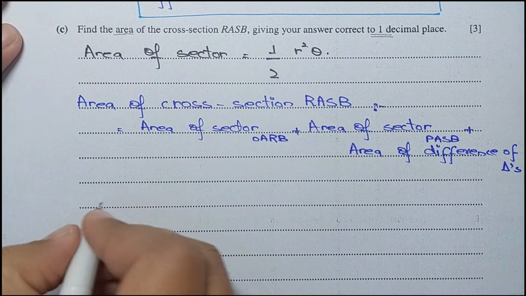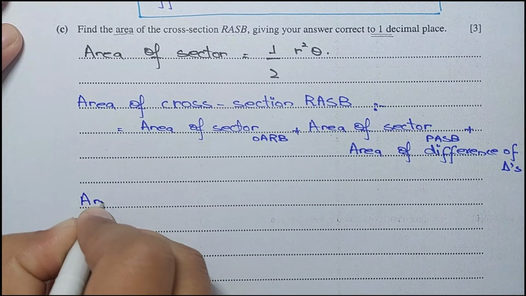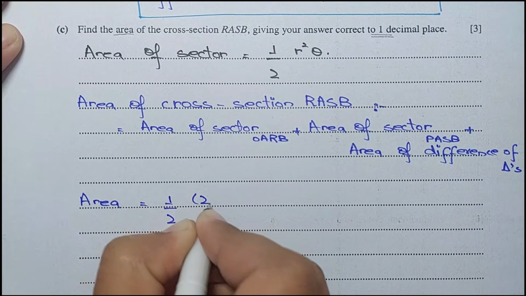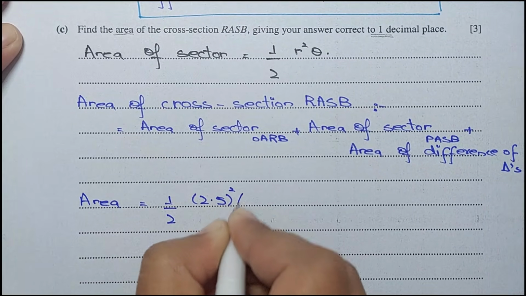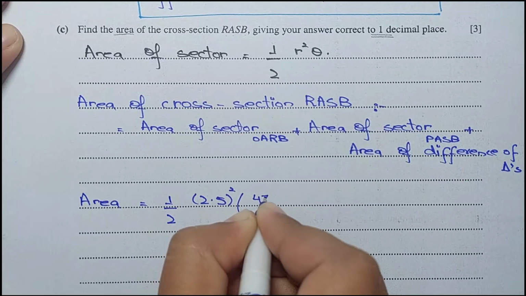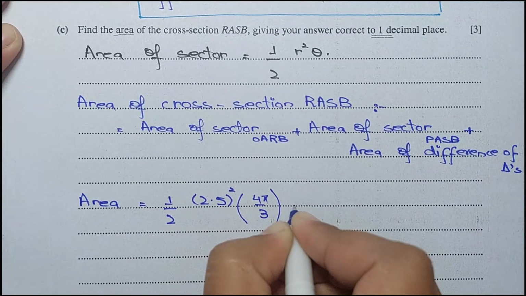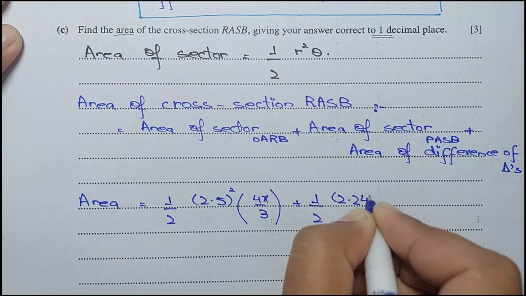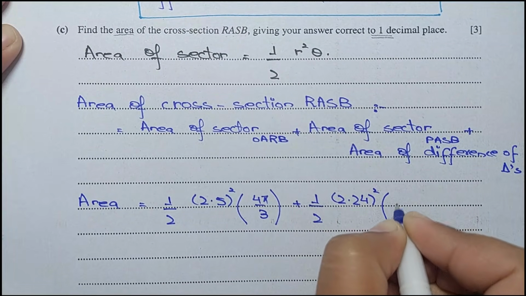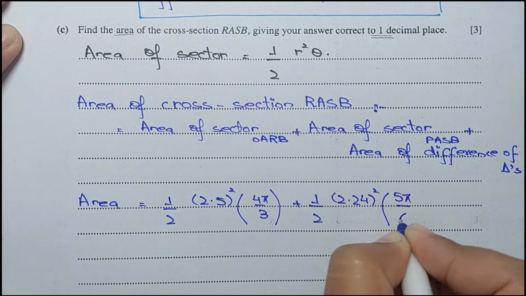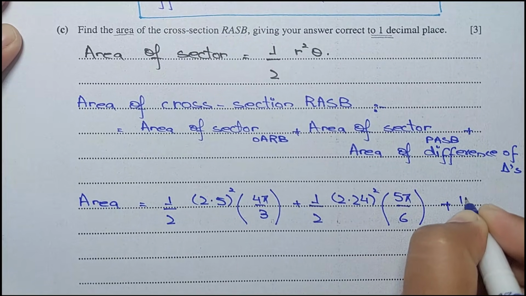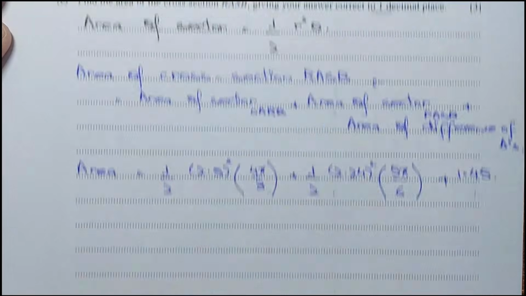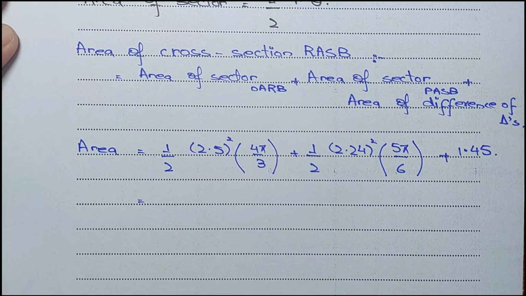Okay, now let me start doing the area. Area of a sector is half radius square theta. The radius for that sector is 2.5 squared and theta is 4π/3. Plus the other one is half, the radius is 2.24, take it squared, and theta is 5π/6. Plus the difference is 1.45, which we have already done in part B, right? Okay, simplify this.